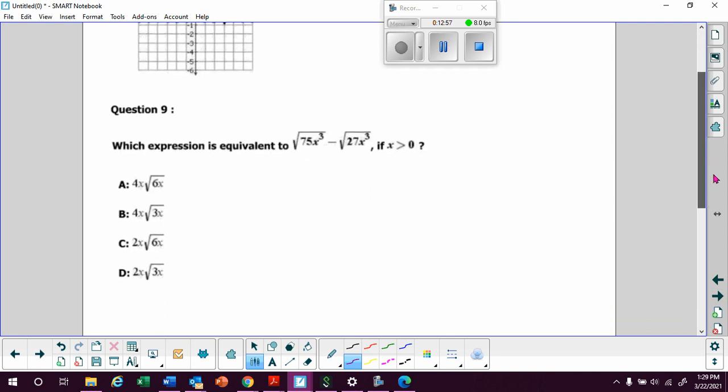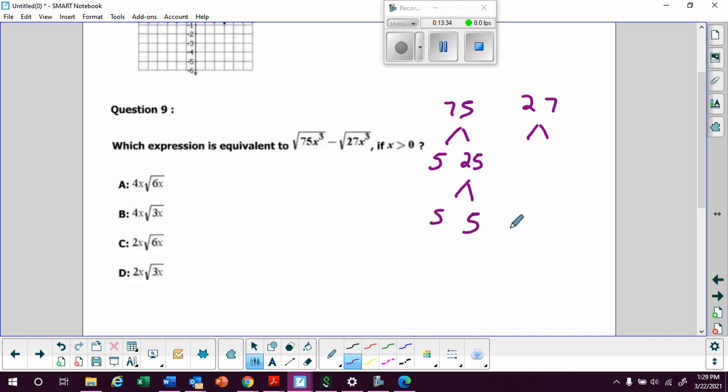So I have the square root of 75x cubed minus 27x cubed. So remember, for me to add or subtract any of the radicals, they need to be in the same radical, right? So what I will do is take 75 and try to find the prime factors, and then take 27 and try to find the prime factors. So I will divide by 5, which will give me 25, right? Then 5 times 5, that's my prime factor.